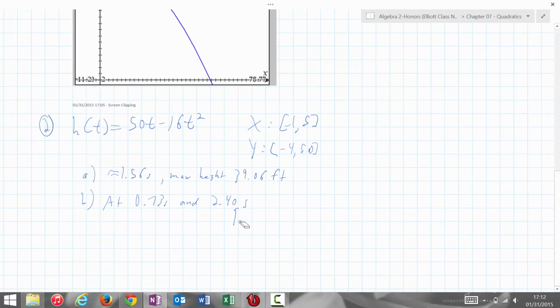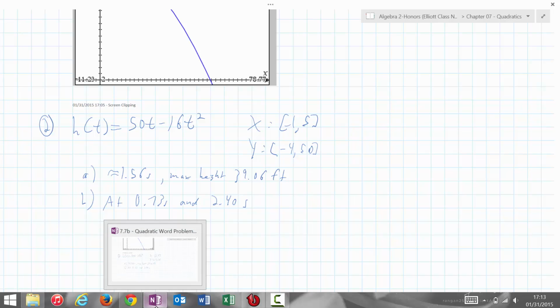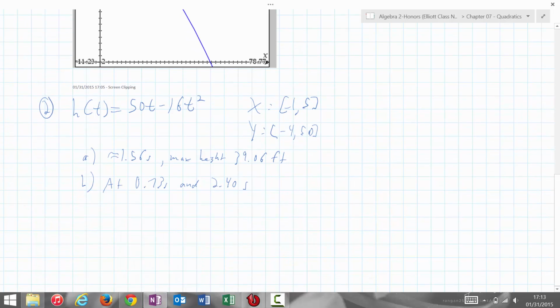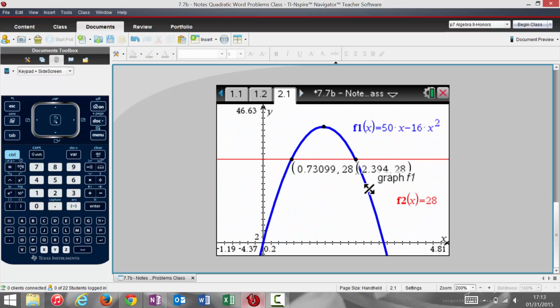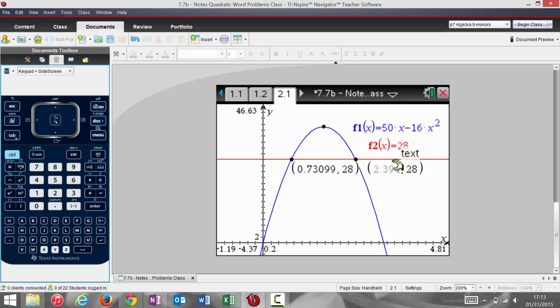It is appropriate to put that last zero on the 2.40, so it's 2.40 and not 2.39 and not 2.41. It's called significant figures, and we'll learn about that later. Then it says at what time is it 10 feet above the ground. So I'm going to go back here. Let's move this way up here. Get this here. And I'm just going to hit tab and graph y equals 10.